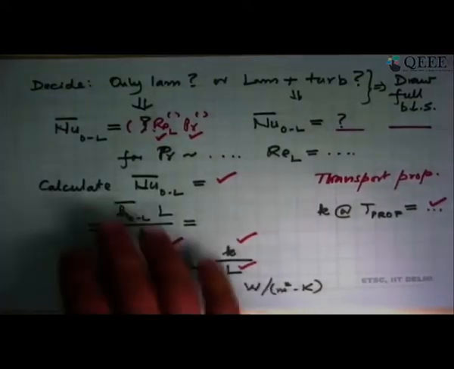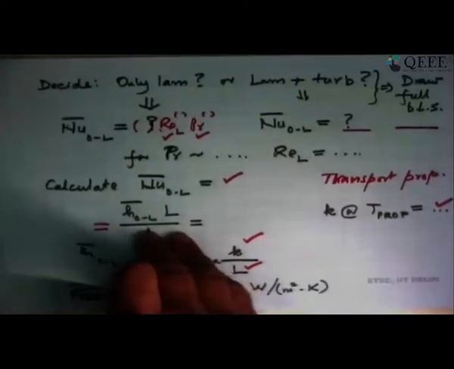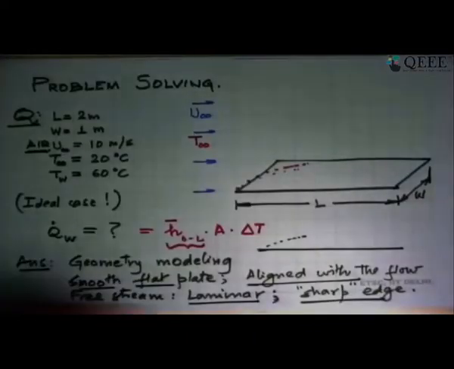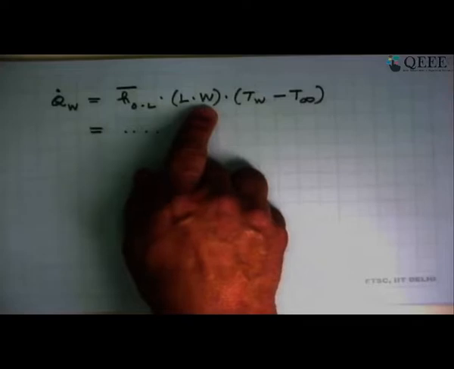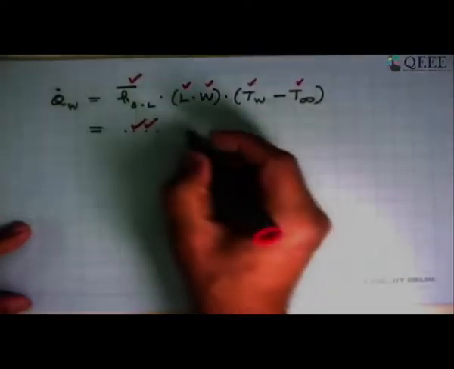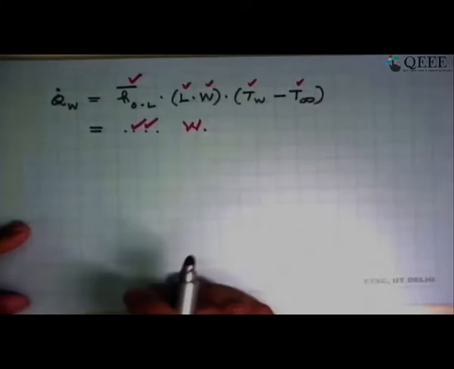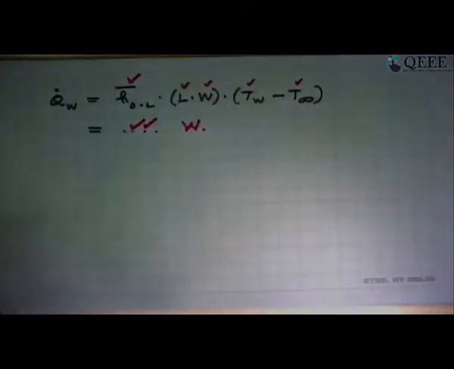So now this is known, and then we go to the last step where we say that Q dot W is the average heat transfer coefficient multiplied by the area of the plate L into W, TW minus T infinity. This is known, this is known, this is given, this is given, this we have calculated, the answer comes, and we can say this is so many watts. So that's the way we would solve a typical heat transfer problem.